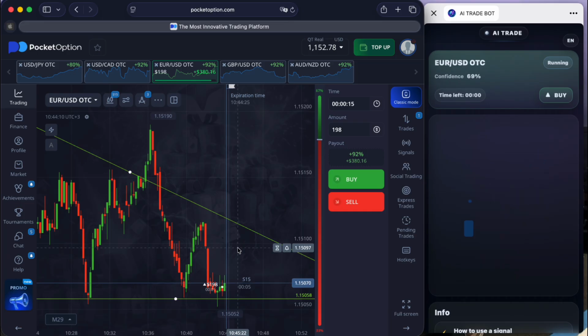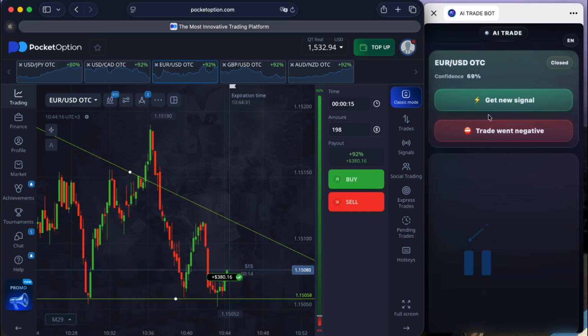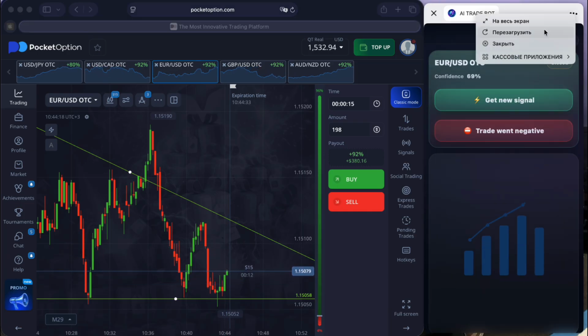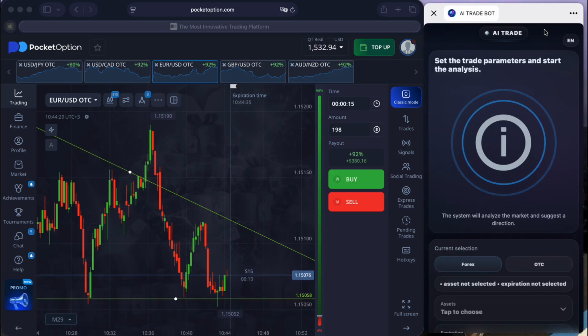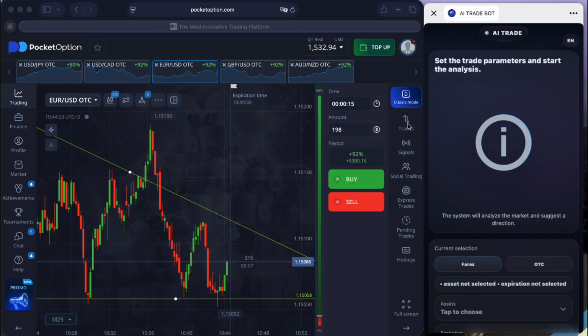I think there is another increase. That's what happens. Almost a $1,000 increase for a given trading session, all in just 5 minutes on this broker. No cheating, just artificial intelligence on the Pocket Option broker.